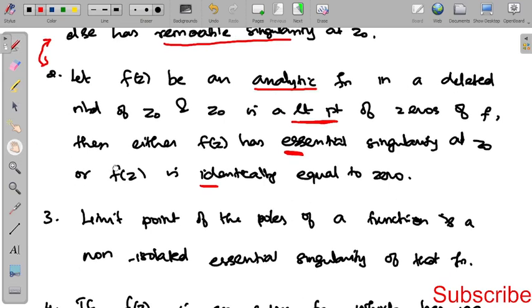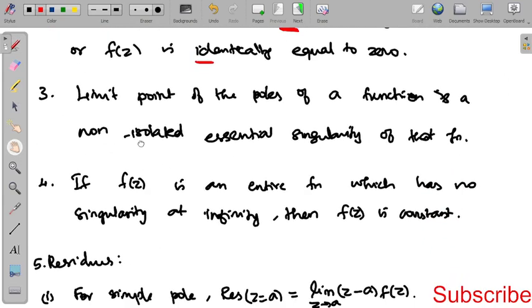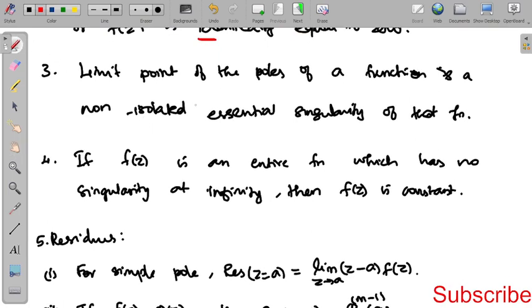Now you can see the third result: a limit point of the poles of the function is a non-isolated essential singularity.